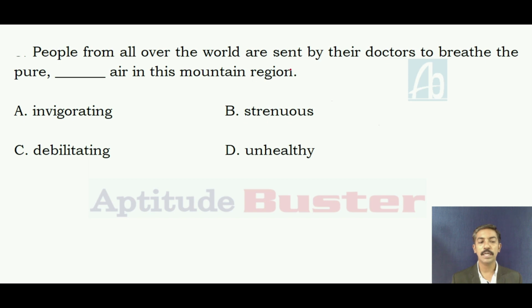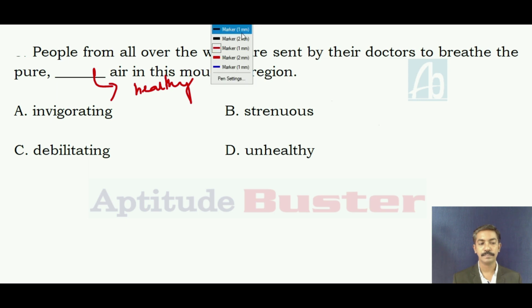People from all over the world are sent by the doctors to breathe the pure dash air in this mountain region. I would say of all the questions that we have done, predicting a word for this question could be the simplest one. Pure dash air. Pure, can we say healthy? Yes. Within no time we have predicted the word for the blank. Let's apply it on the options. There comes the trouble. Option A says invigorating. Option B says strenuous. Option C says debilitating. And option D says unhealthy.